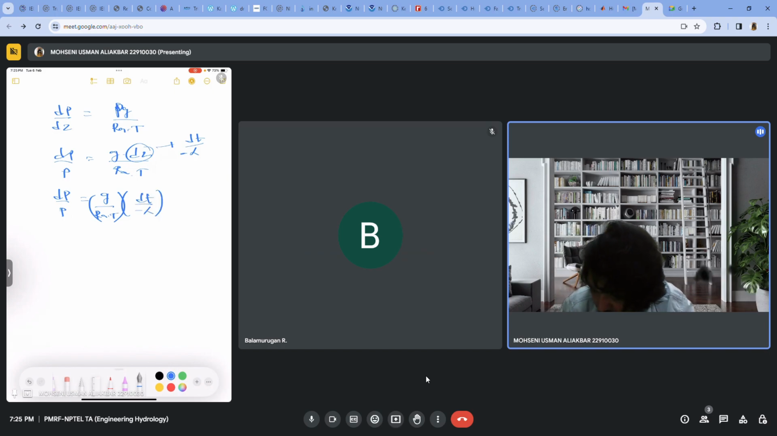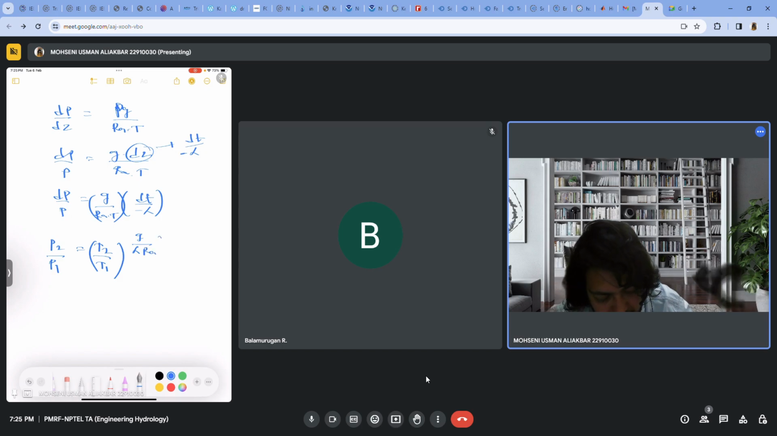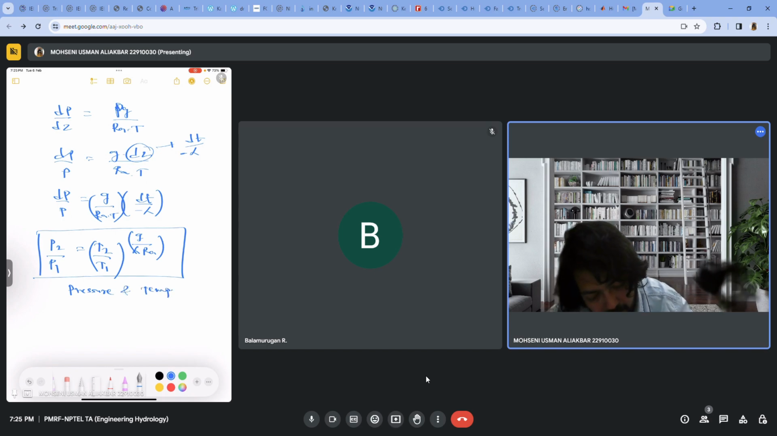Now we integrate this equation on both sides from 1 to 2 and rearrange. We get P2 by P1 equals T2 by T1 whole raised to g divided by alpha Ra. This equation gives the relation between pressure and temperature.